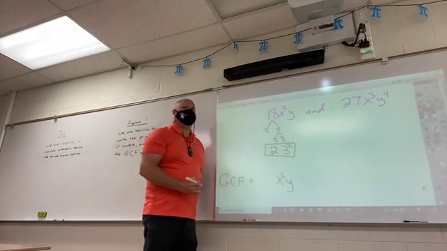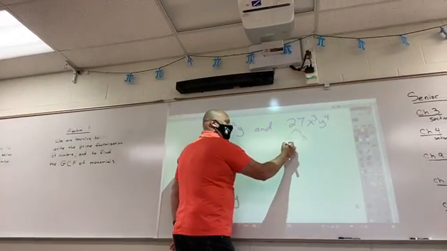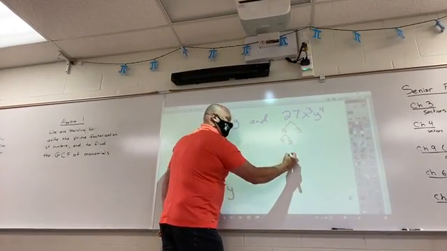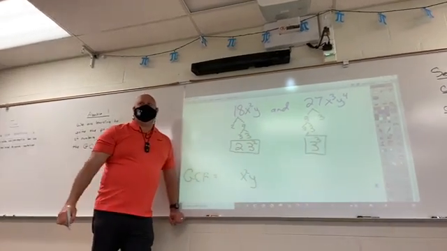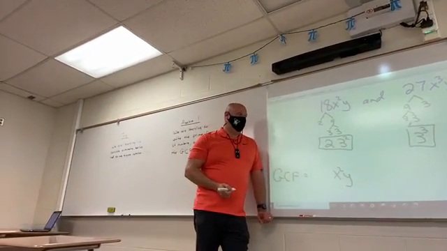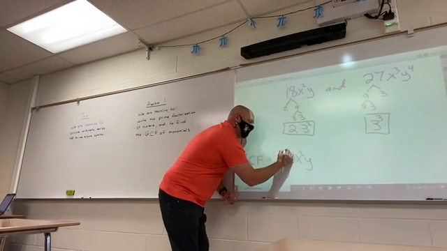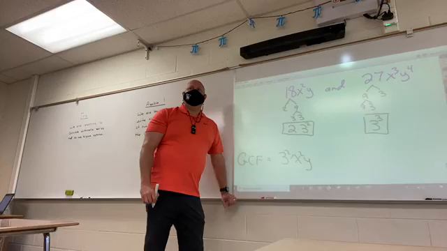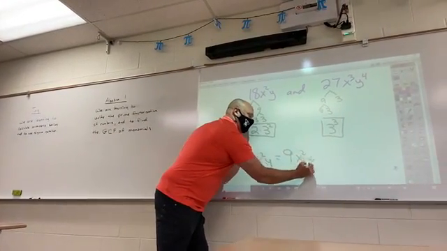Yes? Do the 27. 9 and 3, 3 and 3. This is just 3 to the third. What do they both have in common? They both have at least 2 3s. So what's the answer? 9 x squared y.